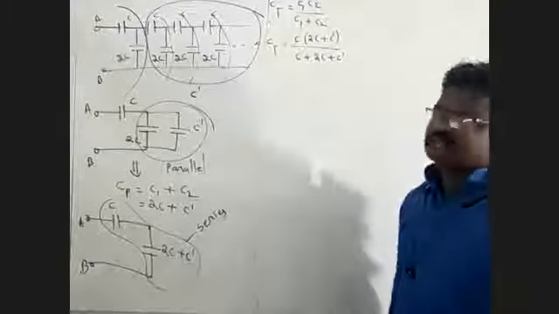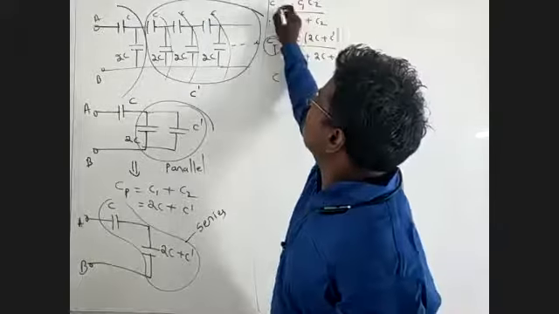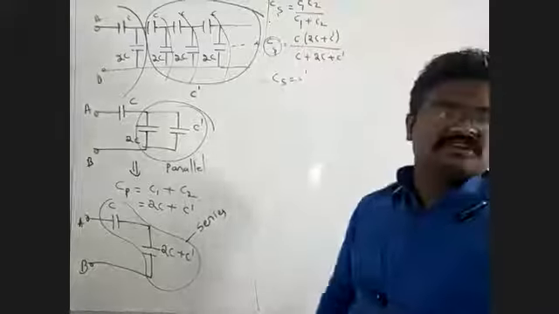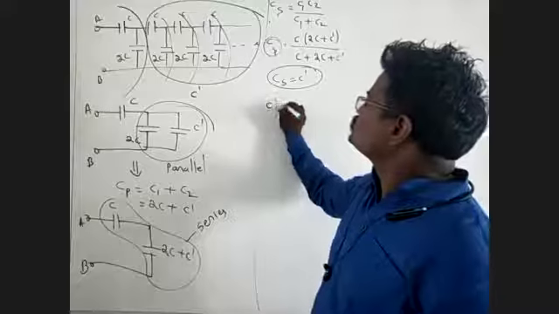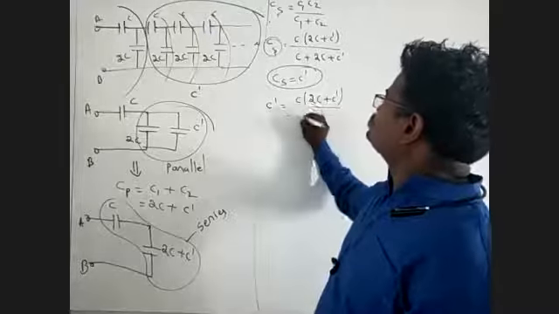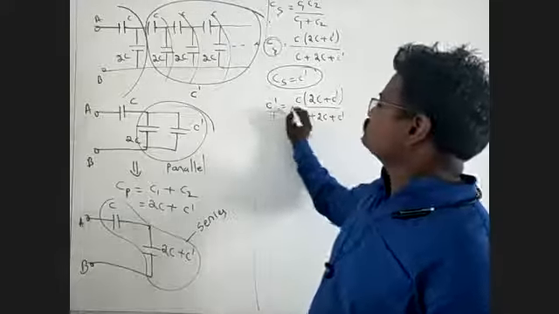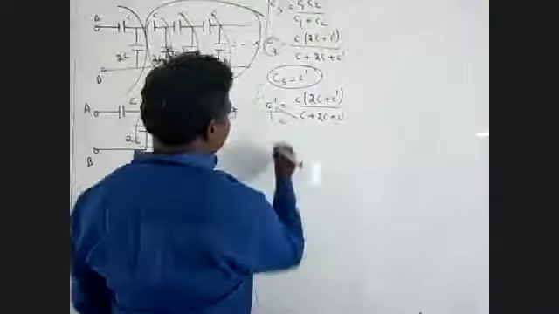This is the C dash value I'm taking for the series connection. Keep in mind, this is very, very important. C dash is equal to C into 2C plus C dash by C plus 2C plus C dash. Now do the cross multiplication.